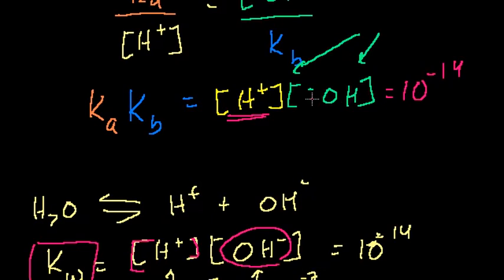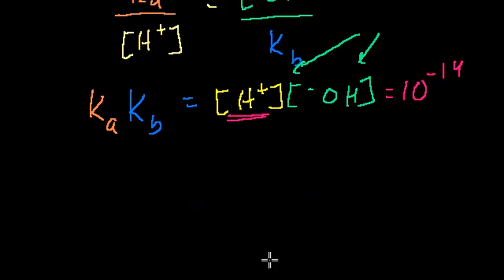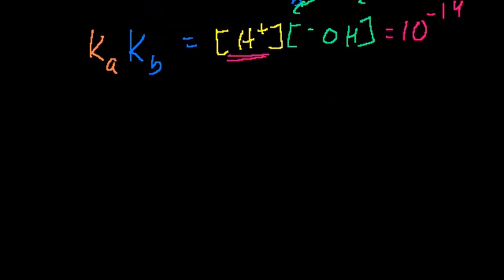Now, they won't each be 10 to the minus 7 anymore because we're dealing with a weak acid or a weak base, so they're actually going to change. But when you multiply them, you're still going to get 10 to the minus 14. And then let's just take the minus log of both sides of that. Let me erase all of this stuff I did down here. I'll need the space. So let's say we take the minus logs of both sides of this equation.